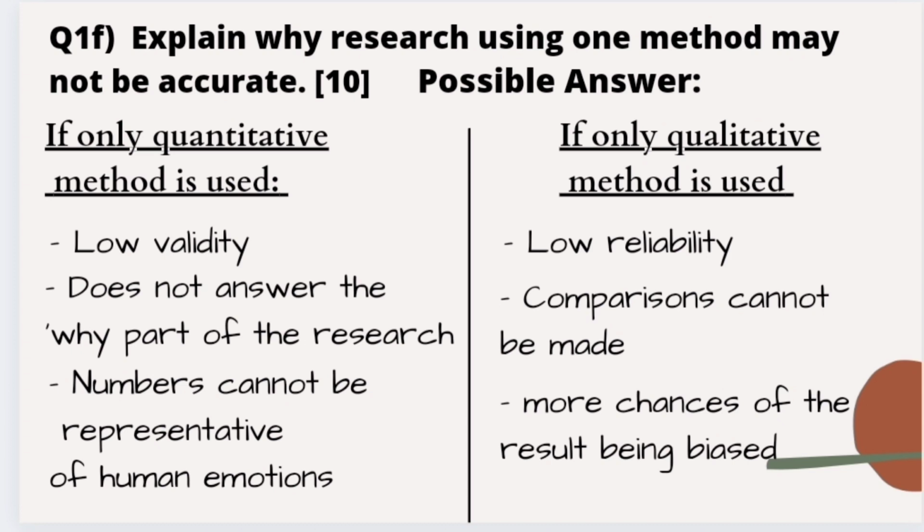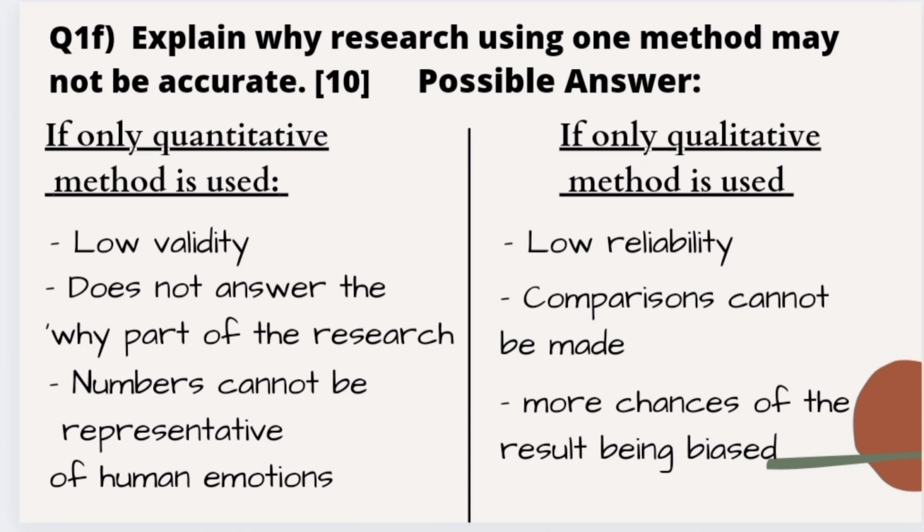If somebody is using only quantitative research methods, then these are going to be the limitations. It's going to lack validity, no in-depth conclusions, or wider, deeper understanding of the research. And then you give the examiner that if a researcher is going to use qualitative research methods, then what are going to be some of the limitations of that.